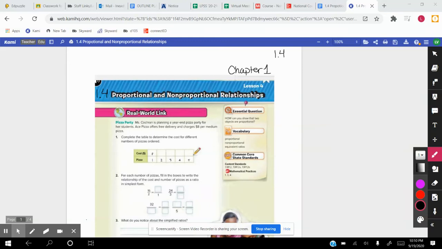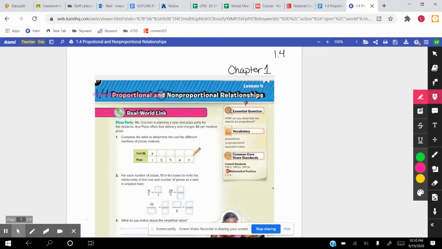So today we're going to be discussing proportional and non-proportional relationships. Inside your notes, I would label it as 1.4 Proportional and Non-Proportional Relationships. The essential question: how can you show that two objects are proportional? That will be answered by the end of this lesson. Vocabulary are the words proportional, non-proportional, and equivalent ratios.